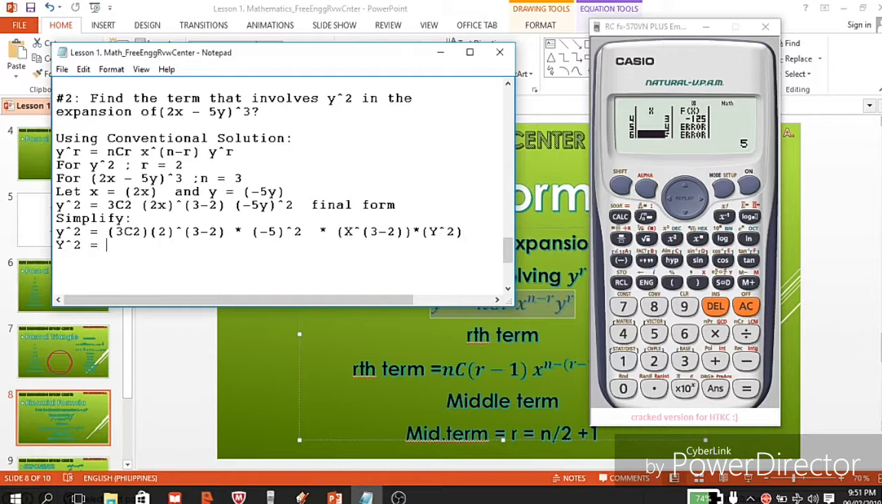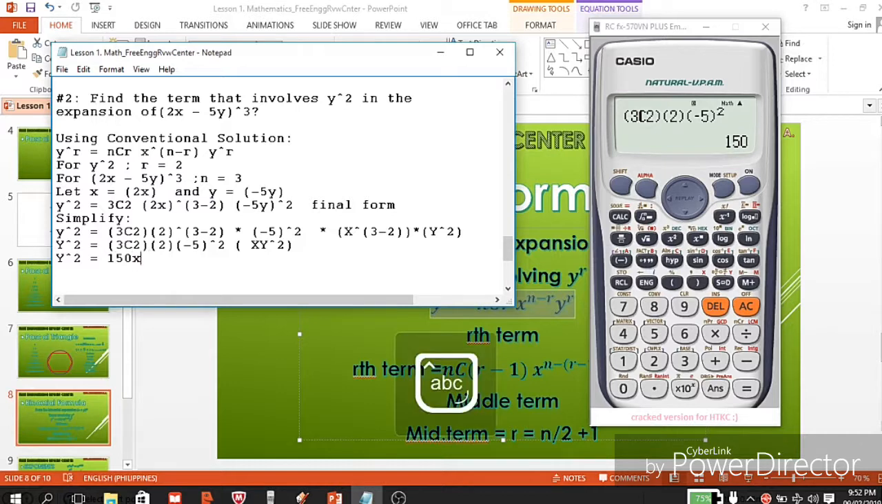So we have y squared, this could be 3C2 times 2 raised to the power of 1, that is 2, times negative 5 squared, times x, this one is equal to 1, and we have y squared. So that's it. If we simplify furthermore, computing the small component, 3C2 times 2 times negative 5 squared is 150. So therefore this is 150 x y squared.